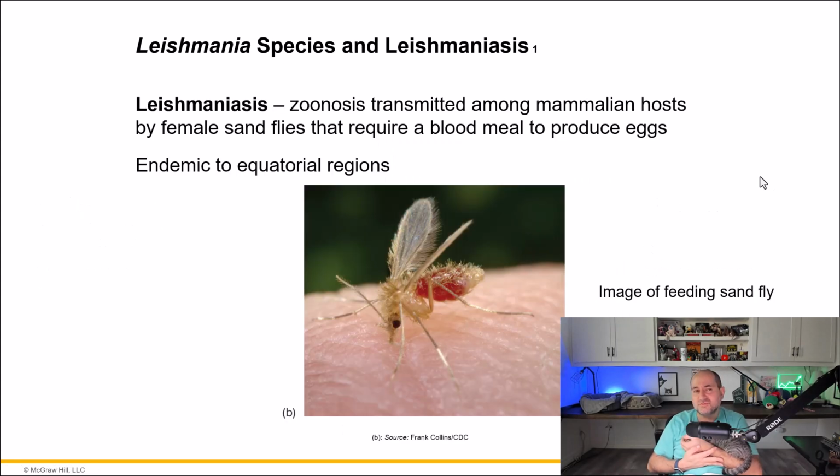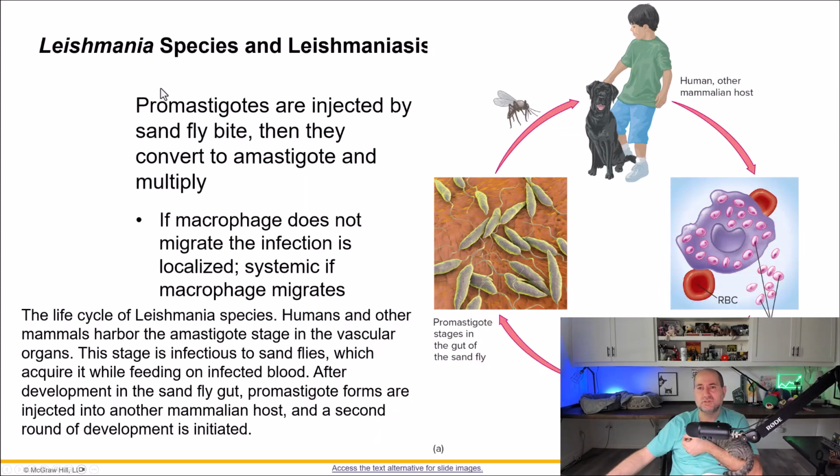Next, let's talk about another flagellate, Leishmania species, which causes Leishmaniasis. Leishmaniasis is a zoonosis. Remember, that's transmitted from mammalian hosts, animals to people. And the vector is the female sandfly. Remember, vectors are living transmitters of disease. This sandfly requires a blood meal to produce eggs. It's endemic to equatorial regions. So in this case, the promastigotes are injected by that sandfly bite, and then they convert to amastigotes and multiply.